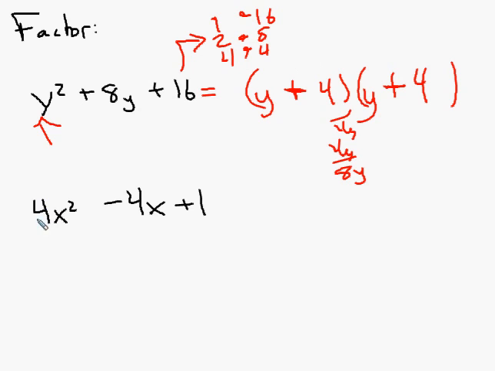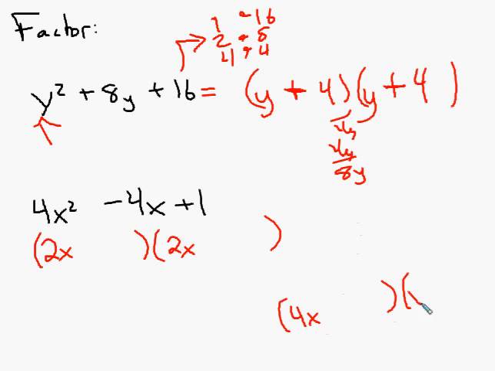Alright, now this lead coefficient here is not a 1. So this is tricky. I have two possibilities, essentially. I could have 2x times 2x, or I could have 4x times x. If I multiply those, I get my 4. And if I multiply these, I get my 4. In general, you're going to want to start with the factors that are closest together, and if you can't get it to work, well, then you expand down to a situation like this.